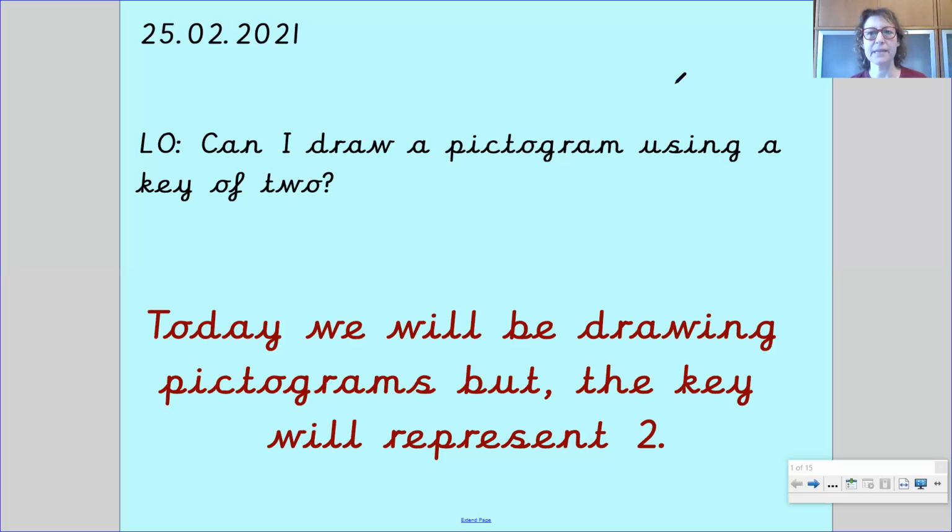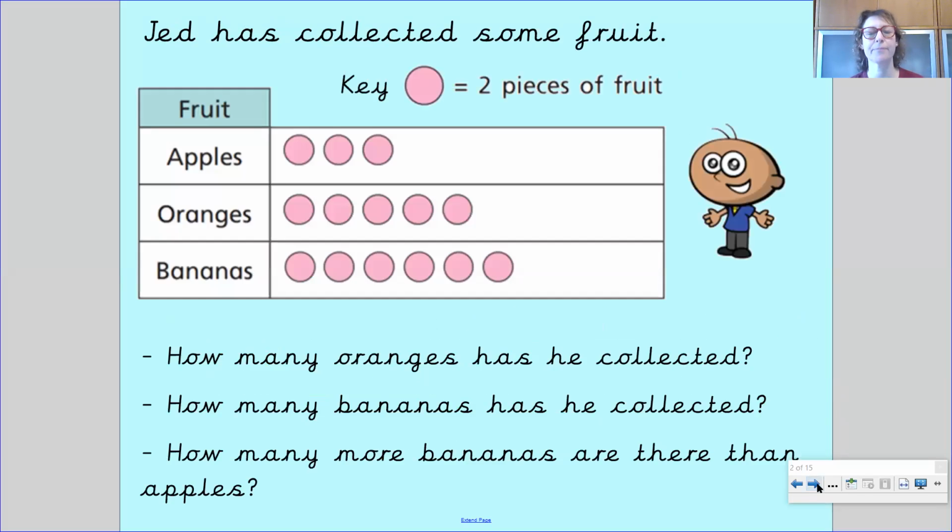We're going to be looking at pictograms again. Now yesterday I told you it was really important that you look at the key, and although the key yesterday was just one object, today we're going to be looking at two objects, which is why it's really important that you make sure you always look at the key and include a key.